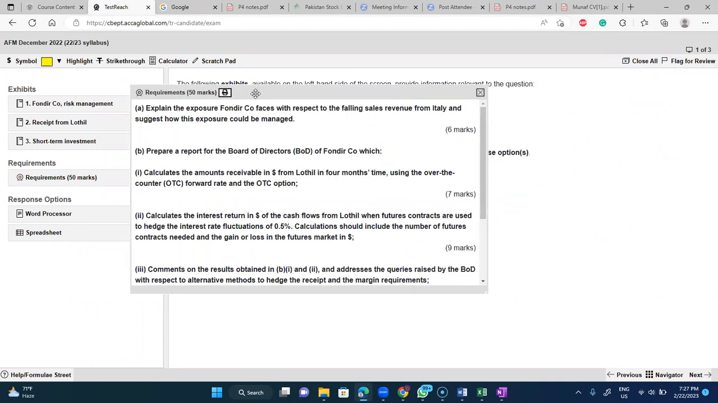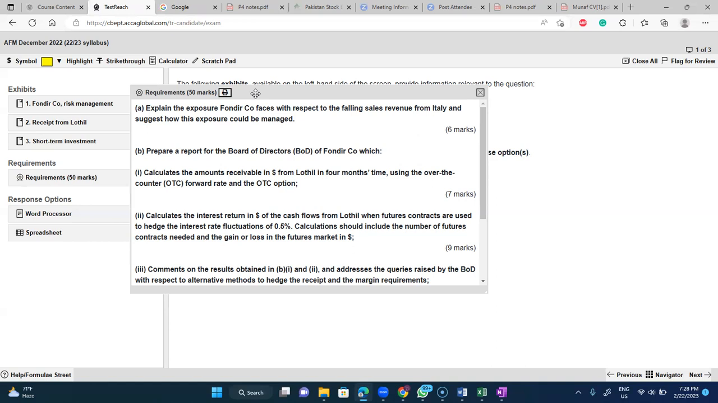Okay, guys, let's start with the requirements. So let me start with the first requirement. Explain the exposure Fondir company faces with respect to the falling sales revenue from Italy and suggest how this exposure could be managed. So we have already discussed this part in yesterday's class, but I will discuss it again.